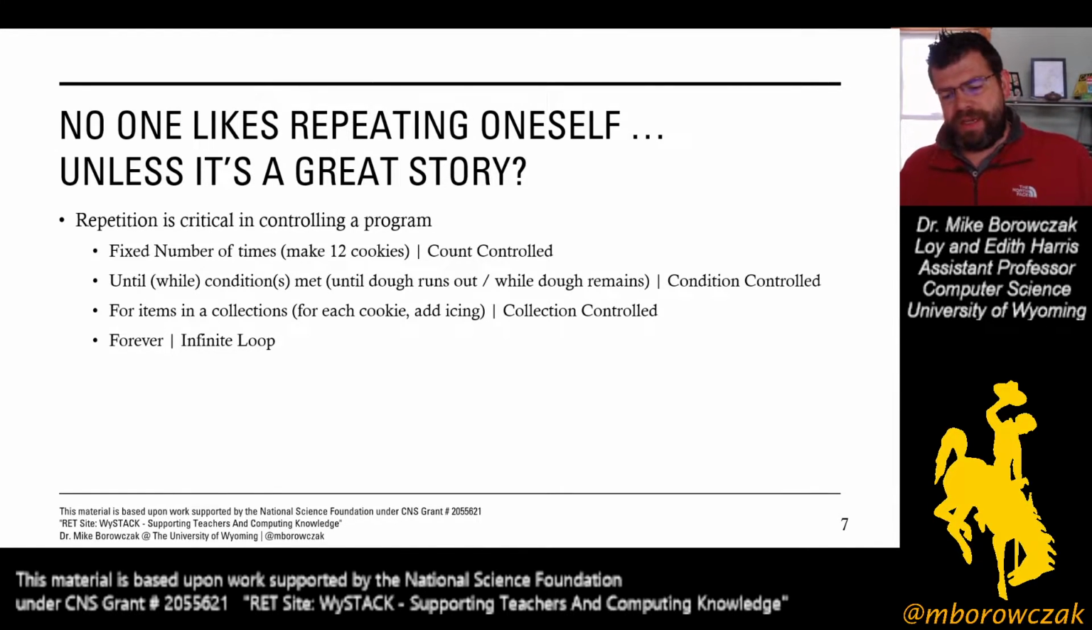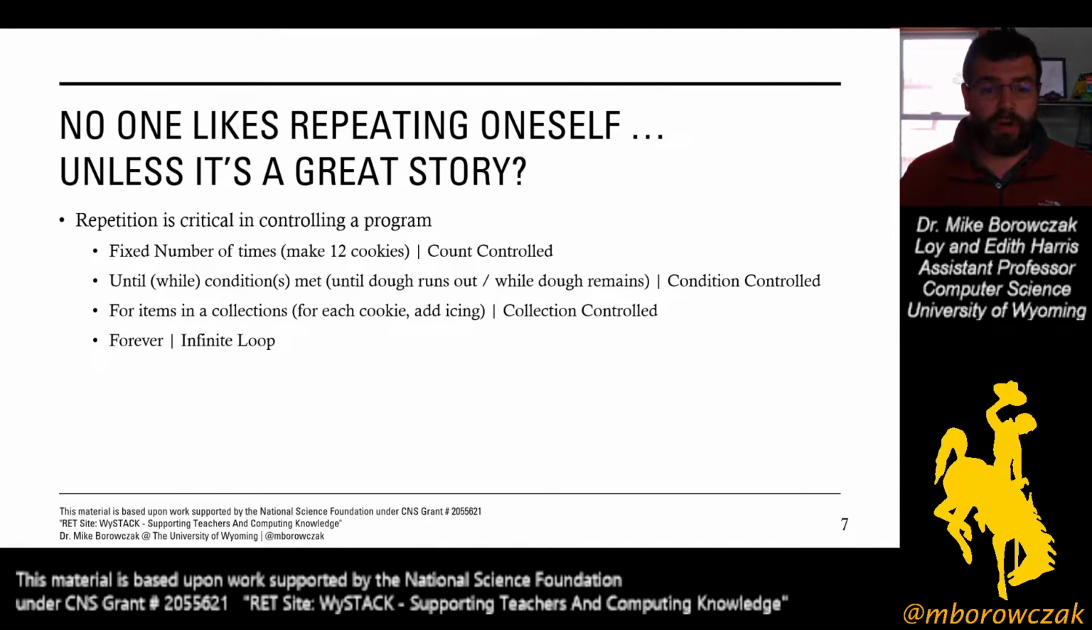So this could be make 12 cookies. Your process for making a cookie is pretty much the same. It should be the same each time you're making a cookie, right? So you could think of the set of actions for making one cookie, do it 12 times. Count controlled. Another type of control is this idea of doing something until some condition is met, or while a condition is true.